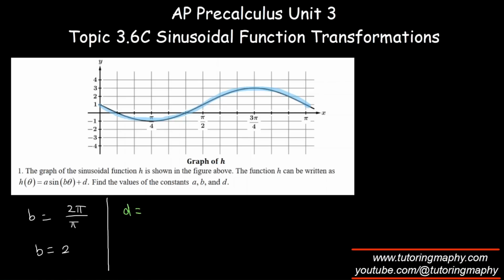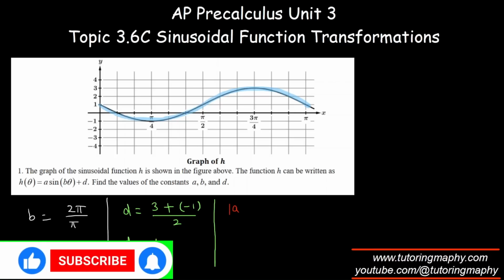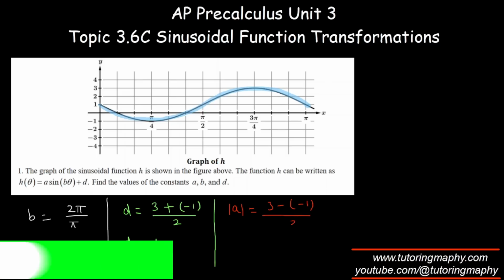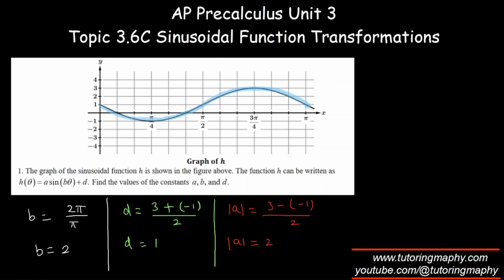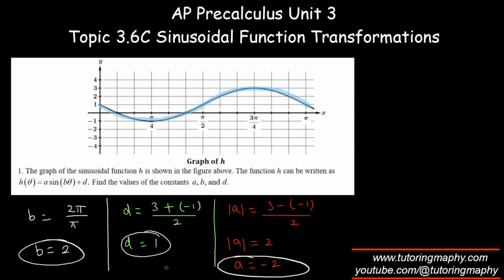The value of d will be maximum, which is 3, plus minimum, which is negative 1, over 2. So 2 over 2 is just 1, so that is the value of d. And like I said, a should be taken as a negative value. So let's put the absolute value of a first, which is maximum 3 minus minimum, which is negative 1, over 2. So 4 over 2 is 2. So the absolute value of a is 2, which means that we have to take a as negative 2. So these are the answers, right? This is the value of b, d, and a.